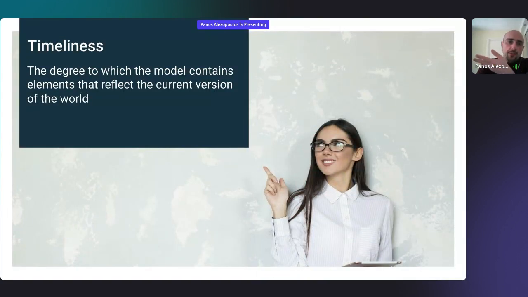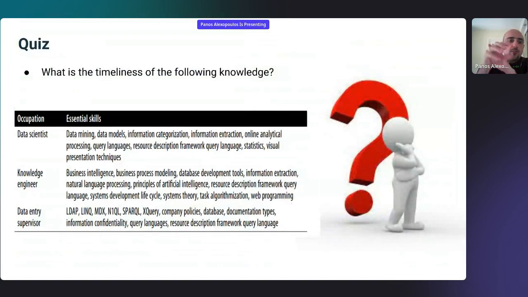Another important dimension is timeliness. Timeliness is the degree to which the model contains elements that reflect the current version of the world, right? So, for example, again, if we take this piece of knowledge here, this relation was created around, I think, 7 years ago. This is actually 7 years old, right? So even if we assume that this information was accurate, it's not necessary that it still is. It may be that, for example, one of these technologies here does not exist anymore, or nobody uses it anymore, which means that it's not essential anymore, right?